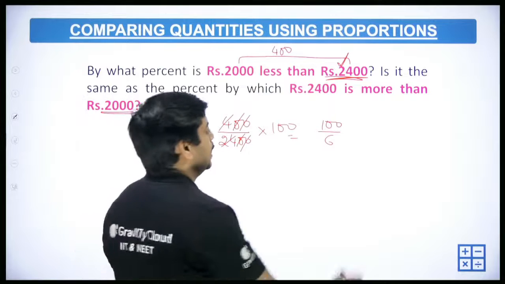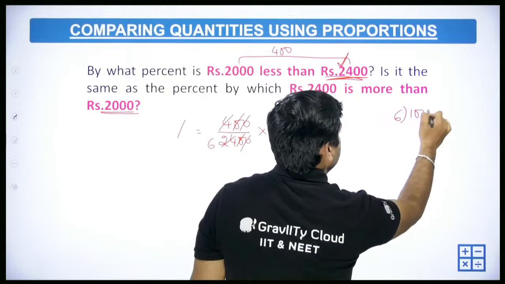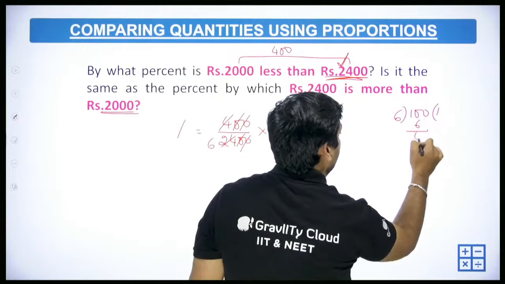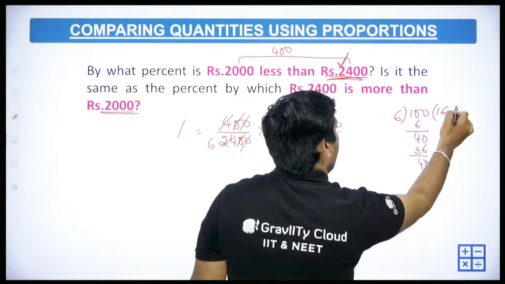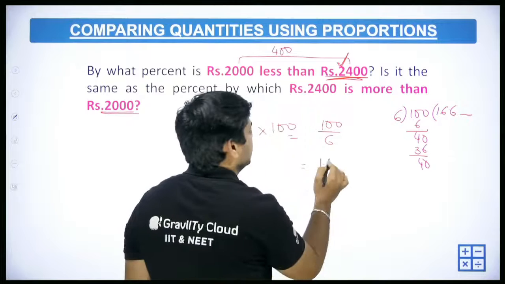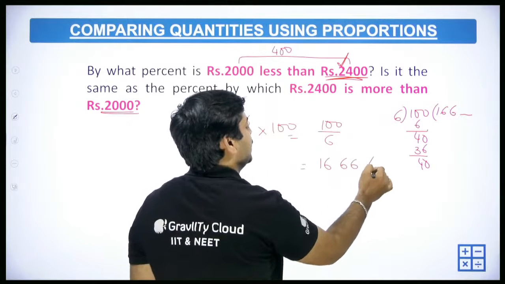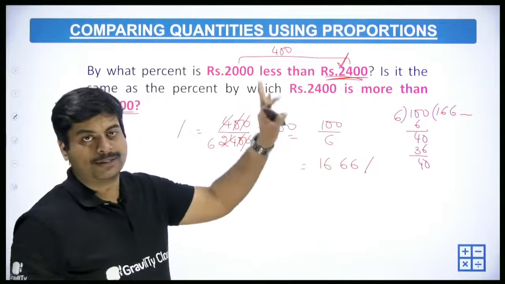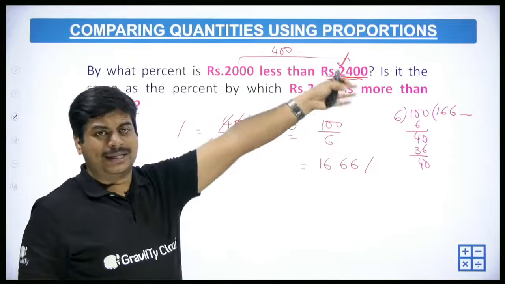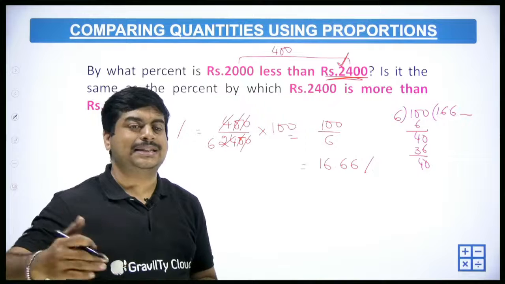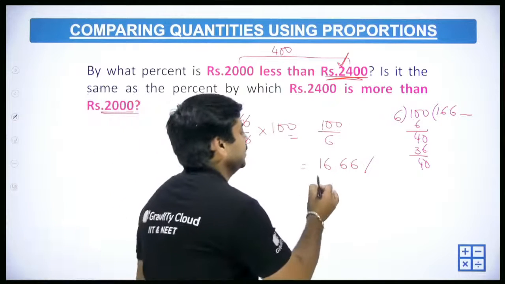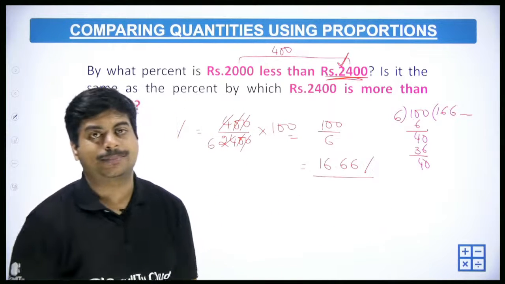So we divide 100 by 6. 6 ones are 6, then 4, 0. 6 sixes are 36, again 4, 0. And that 6 continues. So it is 16.66 percent. We round it to 2 decimals. We don't go beyond that, because it is never ending. It is a recurring decimal, 0.6666 and so on. So we stop at 16.66 percent.